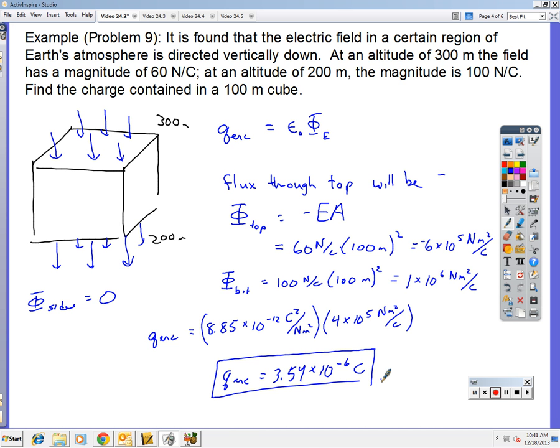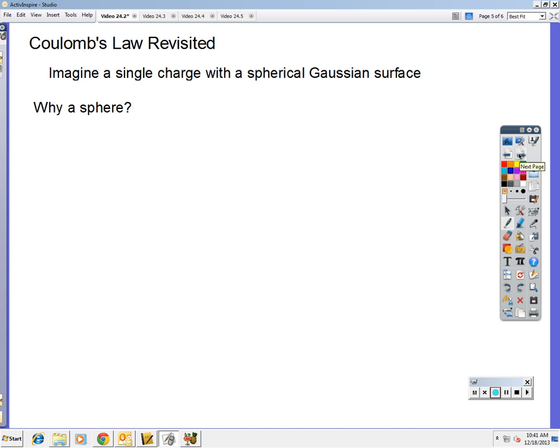Now, a couple more things to look at. Let's look at Coulomb's law again. So we've got a single charge in a spherical Gaussian surface. So I'll say that charge is plus Q, and I'm going to draw the Gaussian surface, which is imaginary, by the way. I can draw it any shape I want. I'm going to make it a sphere.